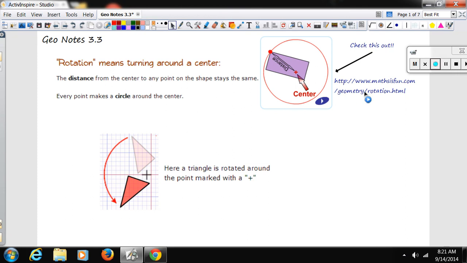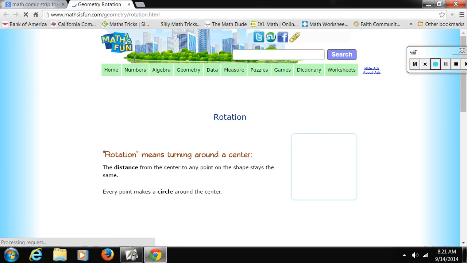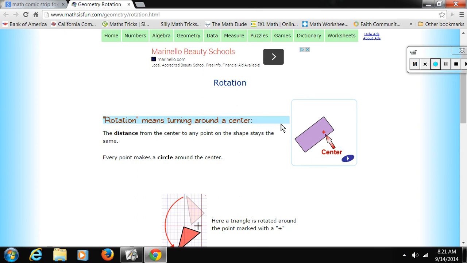Here is a little animation that you can check out for rotations. You can see this is rotating around a point inside the shape. You can rotate inside, outside, on a corner. There's lots of different places where you can do rotation, and you can see the distance from that center to that point never changes, and it's the same for all the points. The distance around all those points never changes. So that's a rotation inside the shape.